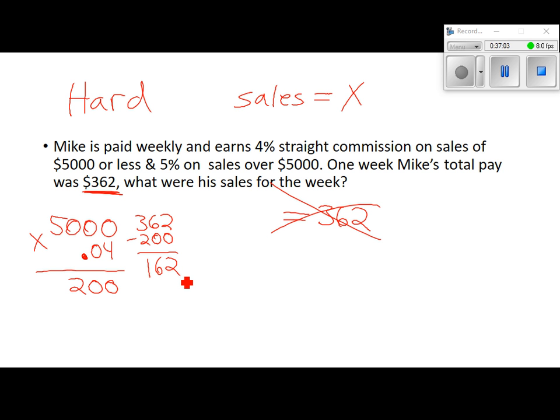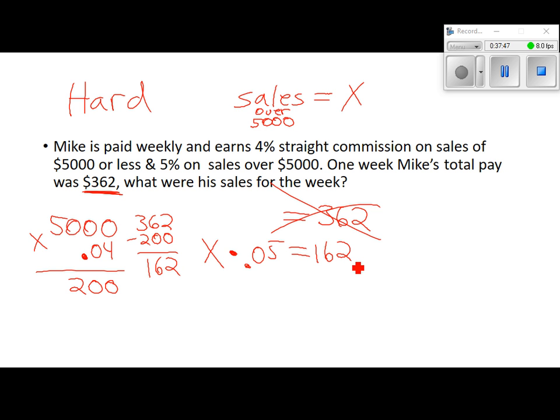So if his sales are X, let's change that. Let's make it sales over 5,000, since we decided not to set it up all as one equation. The algebra way to do it is X times, that's his sales, times what percentage? 0.05. And we know that this times this should give you how much? How much extra commission is he going to make? $162.